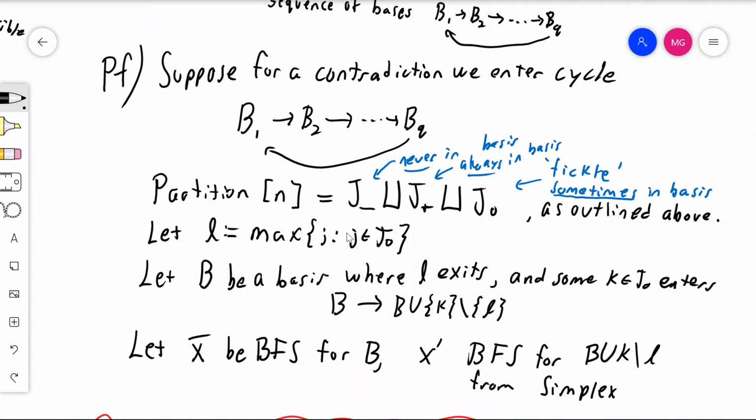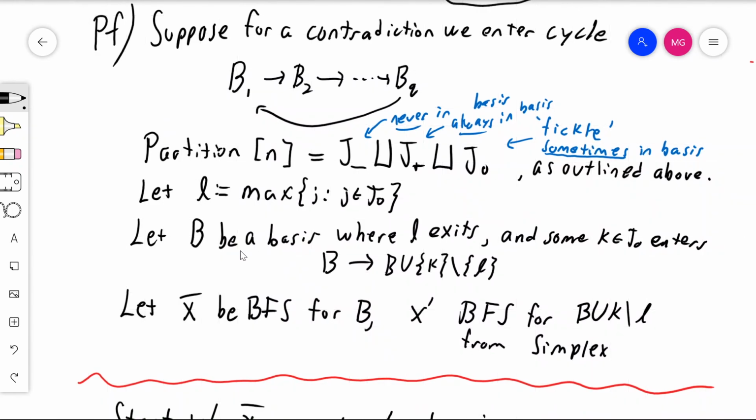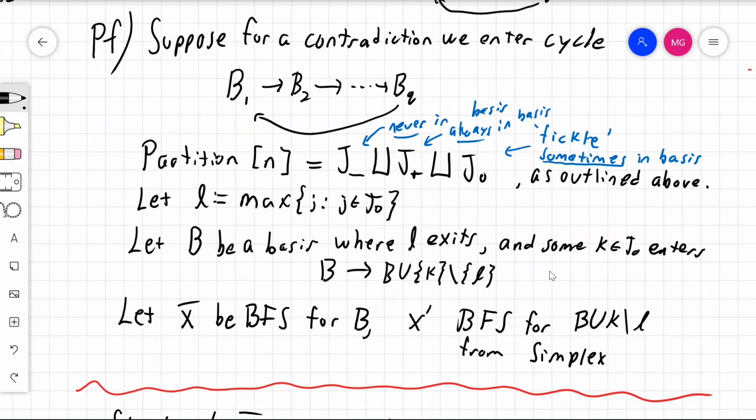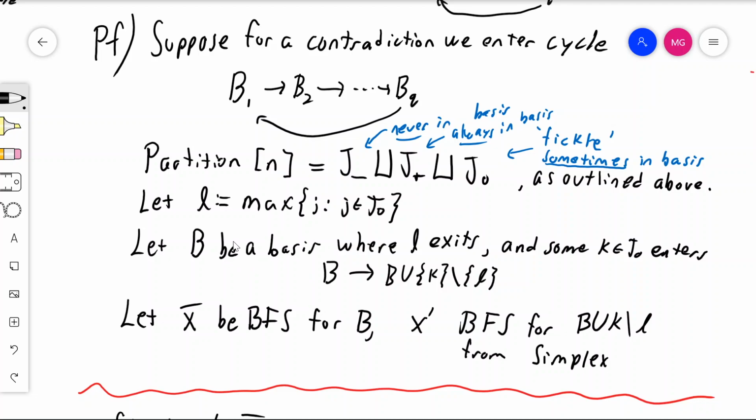And then L will be the maximum of those fickle indices, and B is a basis where L exits and some other index K enters. And so we update and go from, at this iteration of simplex, the basis will go from B to B union K minus L. And by the way, I should just mention that, the way I've written it, it's like B1, B2, BQ, back to B1. And so when I say let B be a basis where L exits, L might exit multiple times, right? It could enter and exit the basis multiple times throughout this cycle.